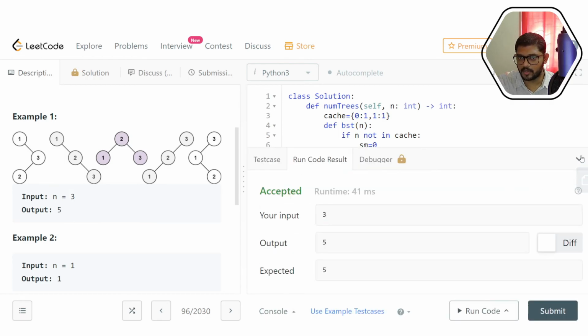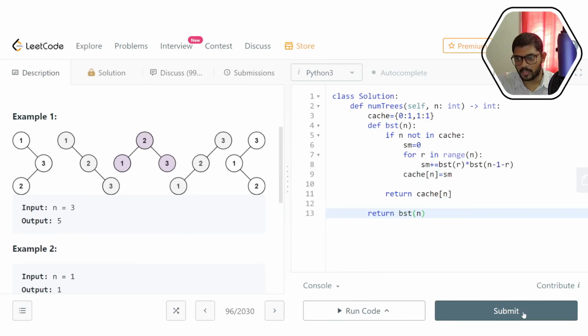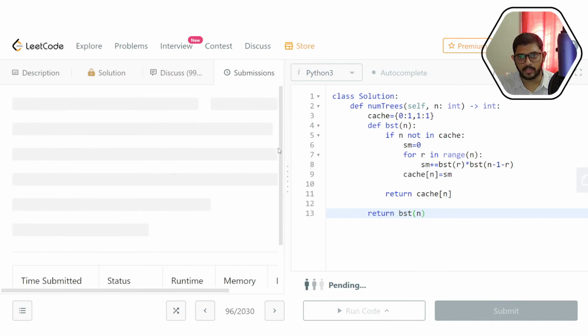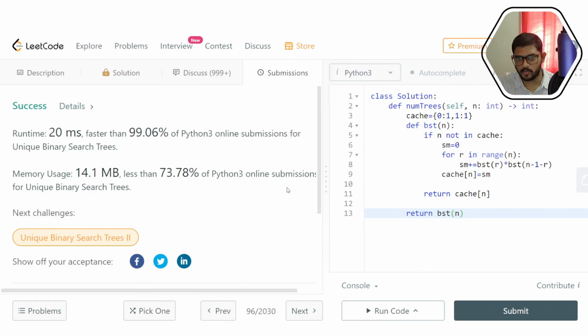Yeah, it's working absolutely fine. So let's actually submit our code. Let's now run our code and see if it's clearing all the test cases. It's doing absolutely fine. Then I hope you found this particular solution helpful. Thank you.